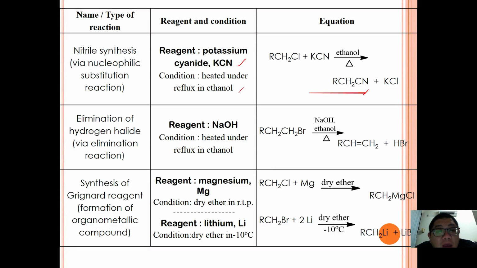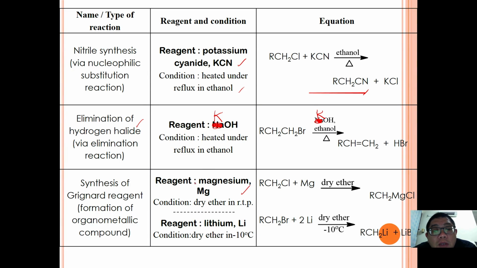And then we also have the elimination of hydrogen halide as we mentioned earlier. Our reagent here is strictly potassium hydroxide in ethanol under reflux. So if you have potassium hydroxide in ethanol under reflux, you form an alkene plus HBr. And last but not least, you have the Grignard reagent, which is the formation of organometallic compounds, where your reagent is magnesium. Your condition is dry ether at room temperature.